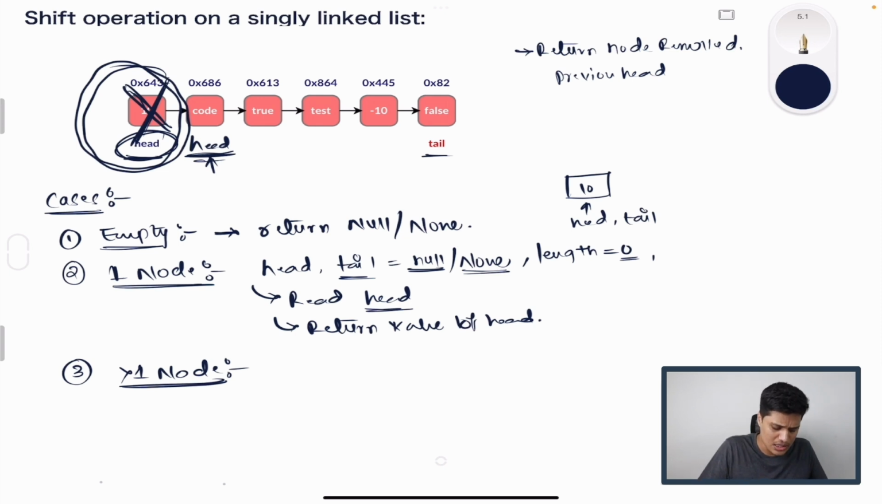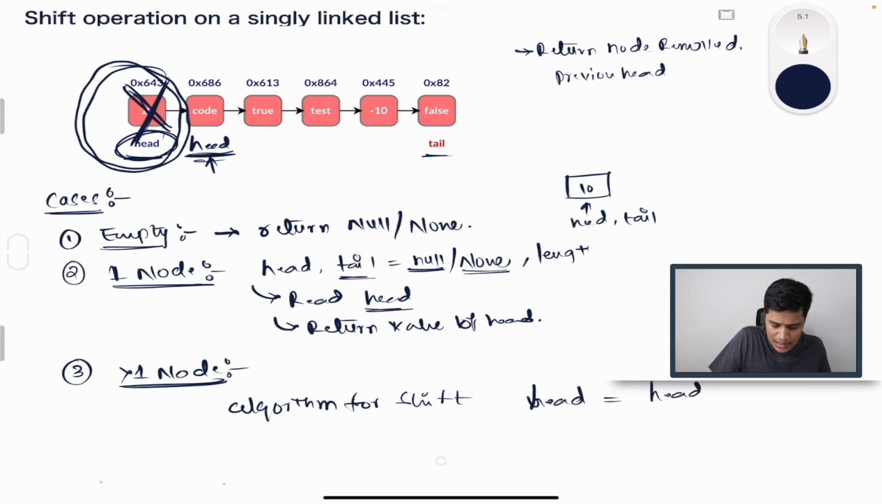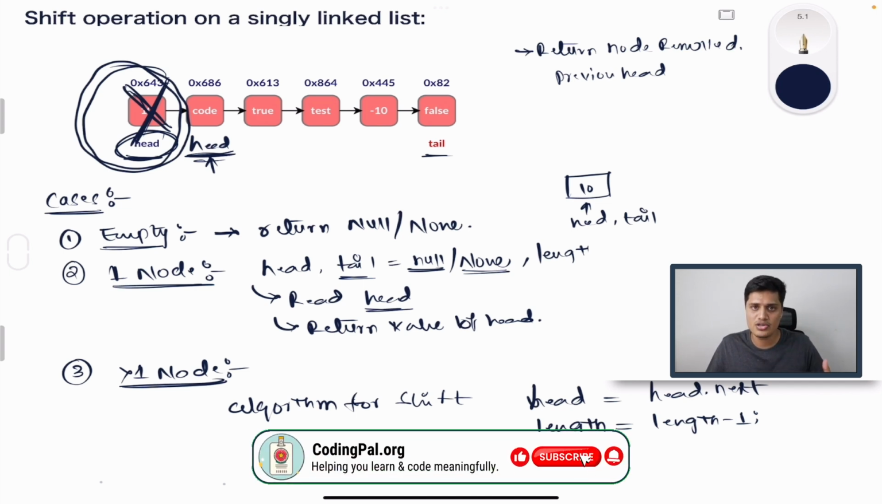Okay, so that is the algorithm for performing the shift operation when we have more than one node. We will simply update the head to head.next. That is something you can simply do using a simple assignment operation. Along with that, since we are deleting one node from the singly linked list, we have to make sure that we are decrementing the length by 1. So length will be length minus 1.